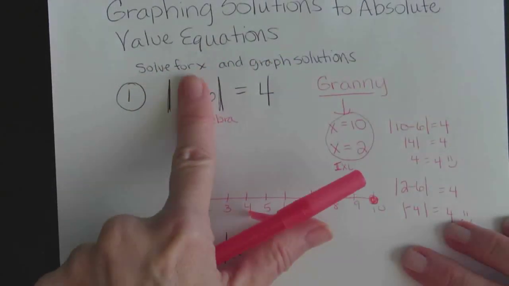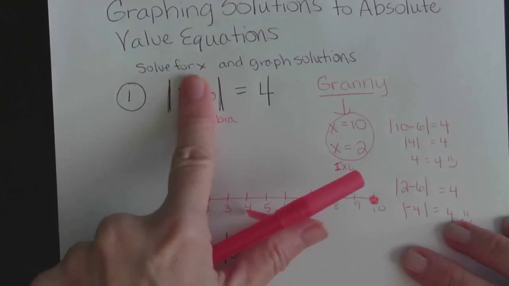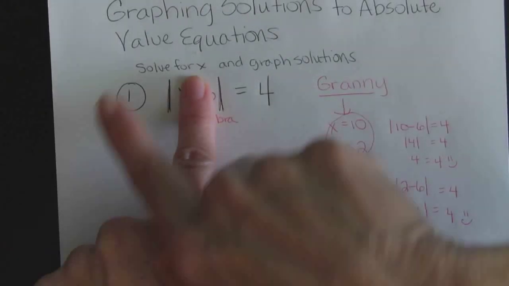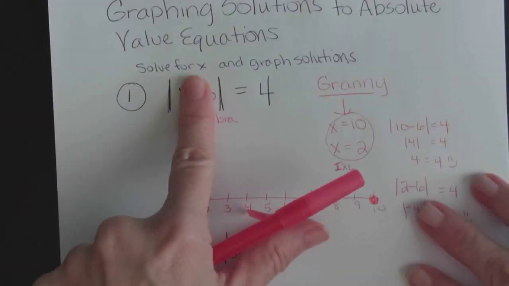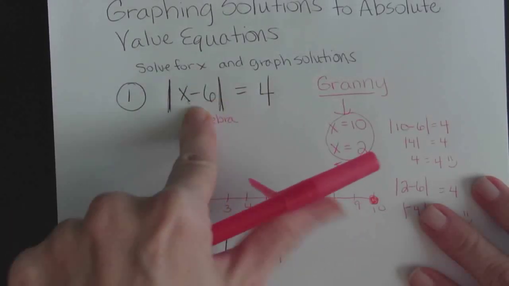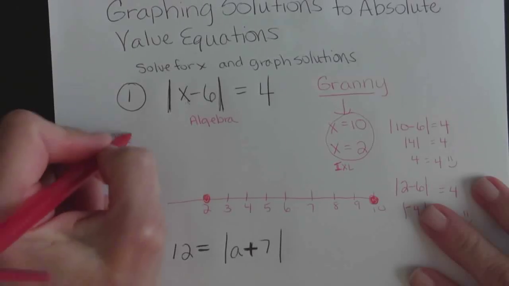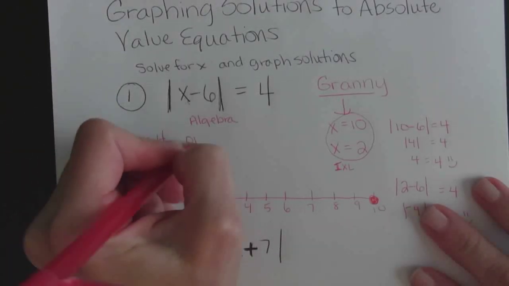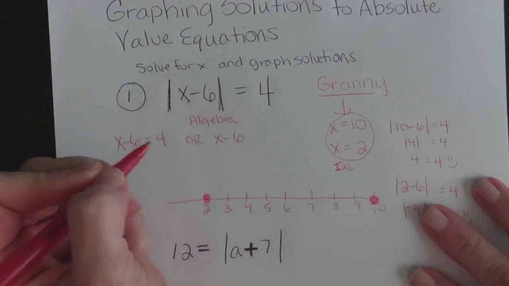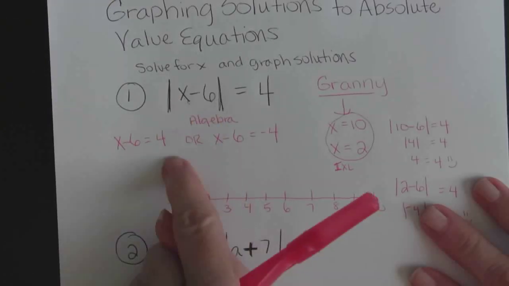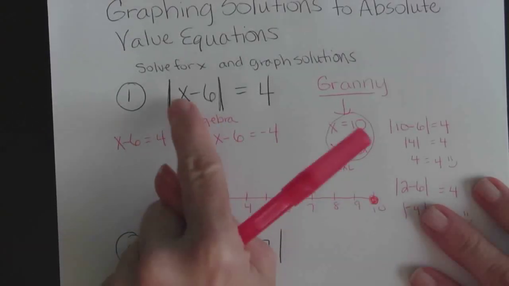The absolute value of negative 4 equals 4. So whatever is inside here can be either a 4 or a negative 4 to make this statement true. Then all I do is set the contents, x minus 6, equal to 4, or the contents, x minus 6, equal to negative 4.